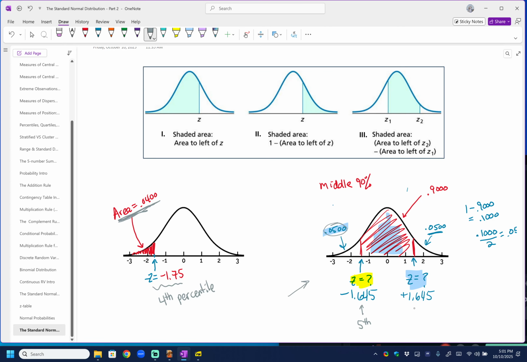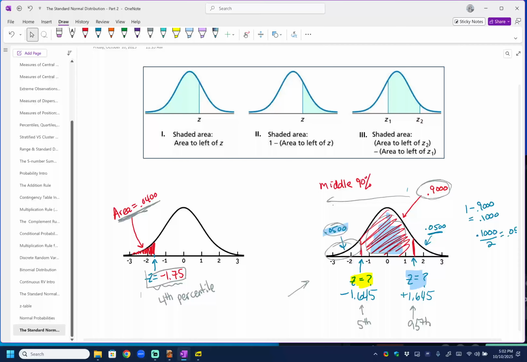What about this one? Well, be careful here. Remember that you're trying to find all the area below it. So you're going all the way down. That means there's 90% in the middle, but there's also 5% over here. So that means this would be the 95th percentile.